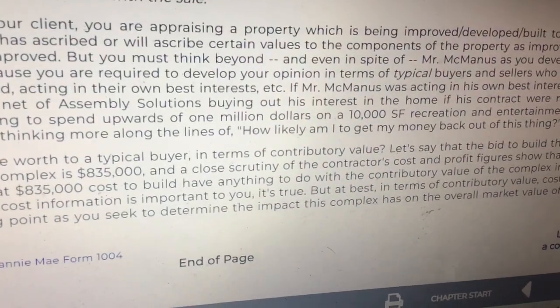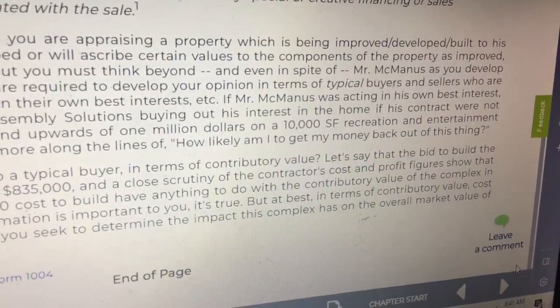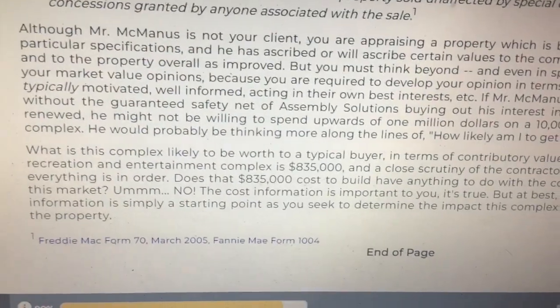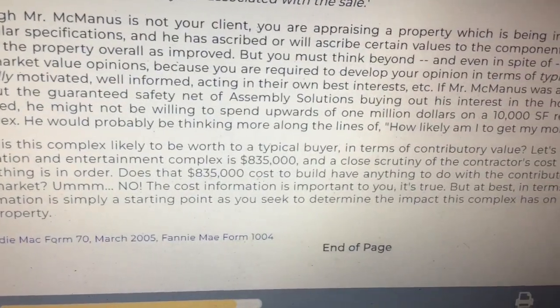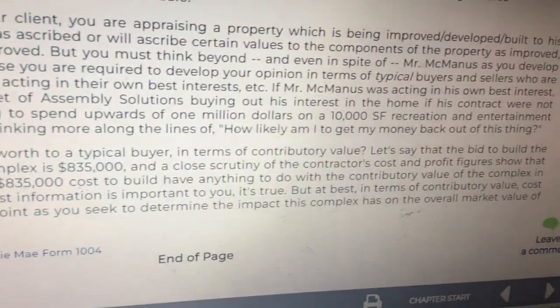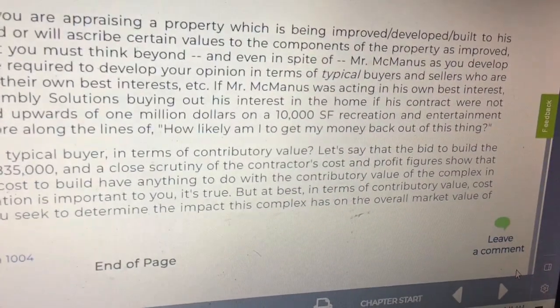It's true. But at best, in terms of contributory value, cost information is simply a starting point as you seek to determine the impact this complex has on the overall market value of the property. End of page.